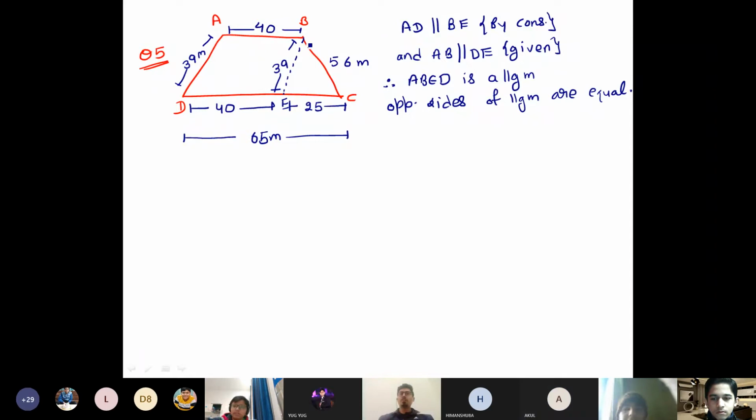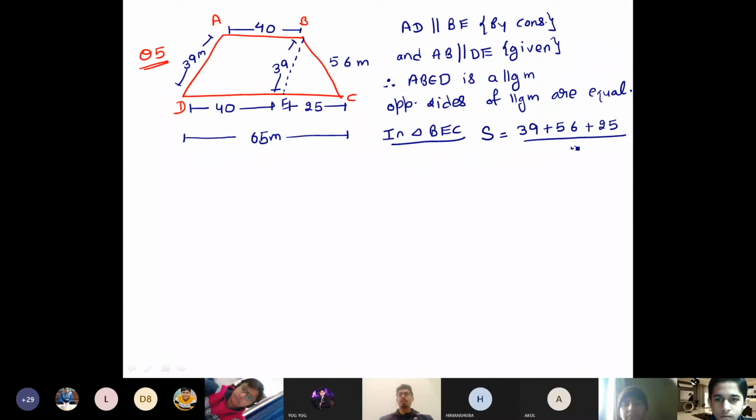Now see students, in triangle BEC, we know all three sides of the triangle. So I have to apply Heron's formula in order to find the area. I'm talking about triangle BEC. What is the formula of semi-perimeter S? A plus B plus C divided by 2. So S equals 39 plus 56 plus 25 divided by 2. So S will be how much? 120 divided by 2.